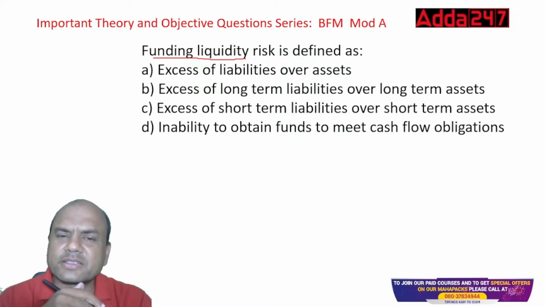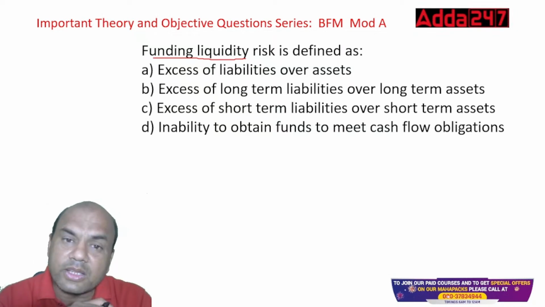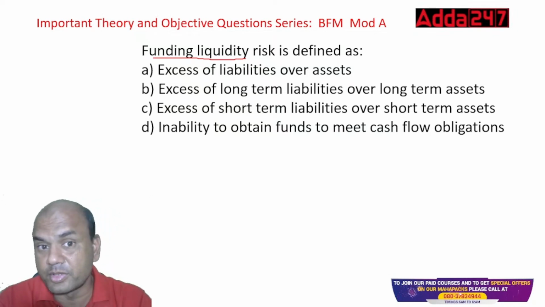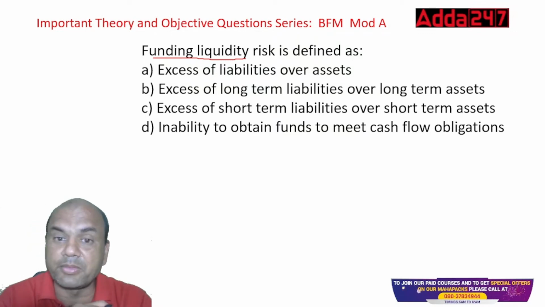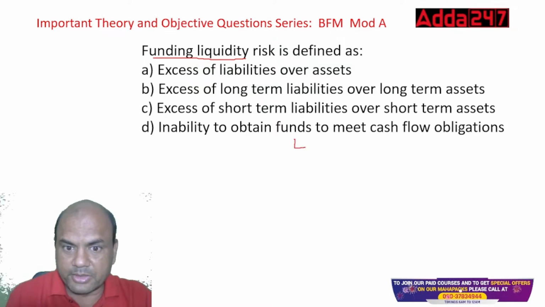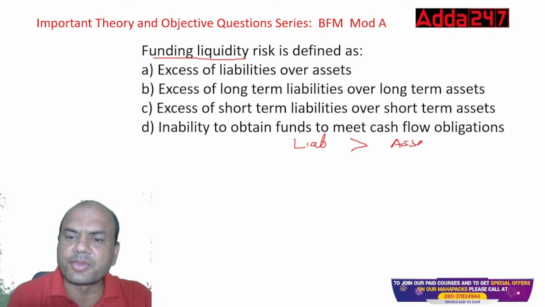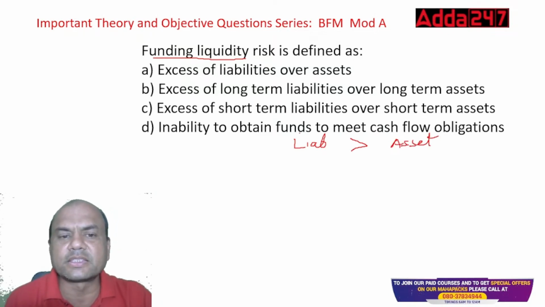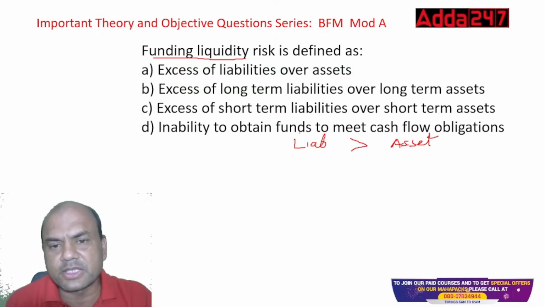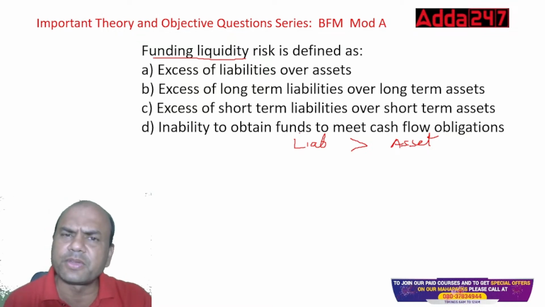Obviously, that can be the answer. Similarly, B can also be the answer. Look at this. All the answers seem to be right. All of them. Liabilities are greater than assets here. In all the cases, logic is the same. Over here, excess liabilities over assets. Here, long term over long term. But after all, the same liabilities and assets. Short term over short term. Logic is the same: liabilities over assets. So the logic is liabilities are more than assets. So definitely that is the answer?